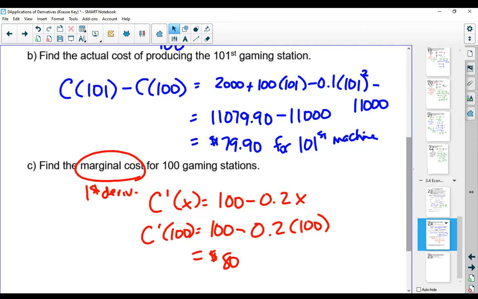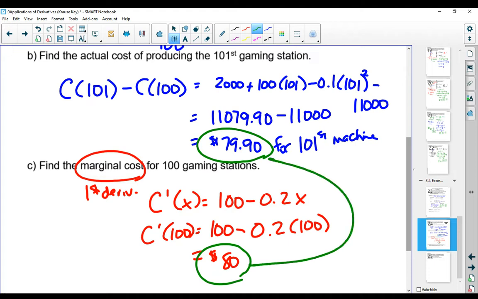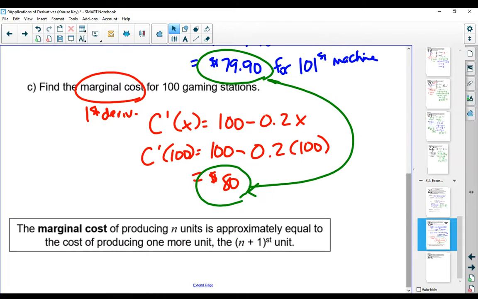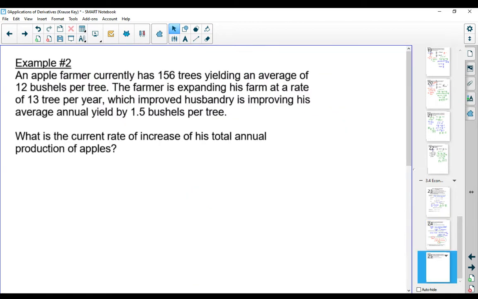So if you look at these two numbers, the $79.90 and the $80, these numbers are mighty close. And so if we want to look at a more detailed definition of marginal cost, the marginal cost of producing n units is approximately equal to the cost of producing just one more unit, or the n plus first unit. All right, we're going to look at one more example.